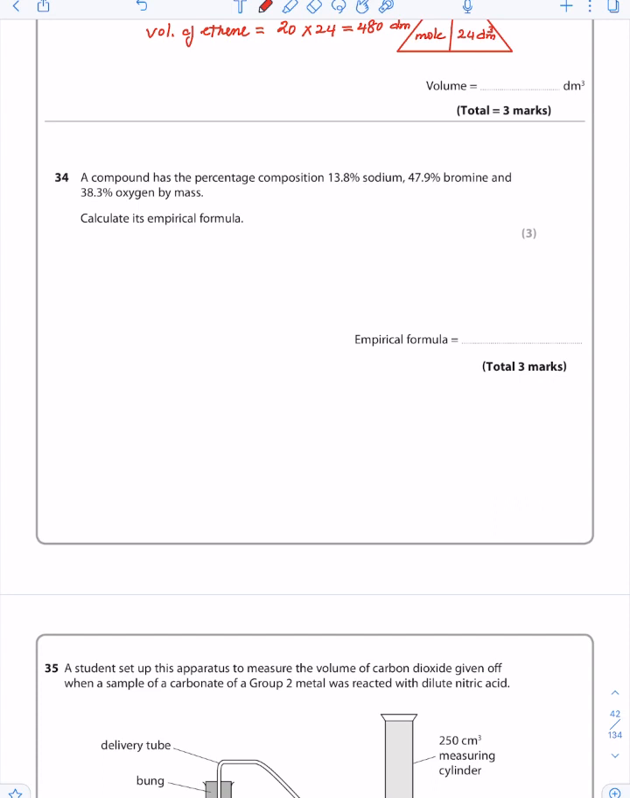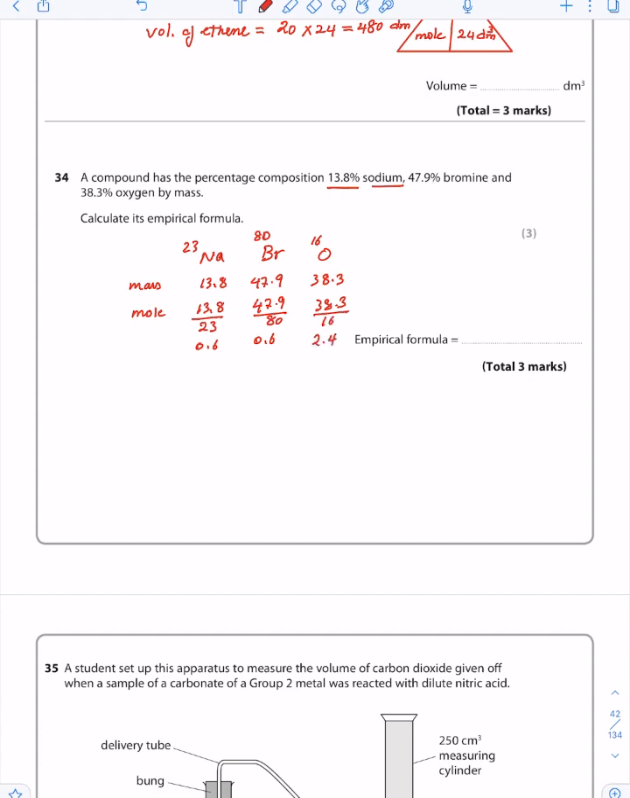Question 34. A compound had a percentage composition 13.8% صوديوم، يبقى هنا صوديوم 13.8. 47.9% برومين، يبقى البرومين 47.9. and 38.3% oxygen by mass، يبقى الأكسجين 38.3%. هنا الصوديوم 23، برومين 81، oxygen 16. دي الماسز. هنحول الماس into moles، هنعمل dividing 13.8 على 23 هيدينا 0.6 مول. هنعمل 47.9 divided by 80، البرومين is 80 not 81، يبقى هيطلع لنا برضو 0.6. والأكسجين 38.3 هنعمل dividing 16 هيطلع لنا 2.4.